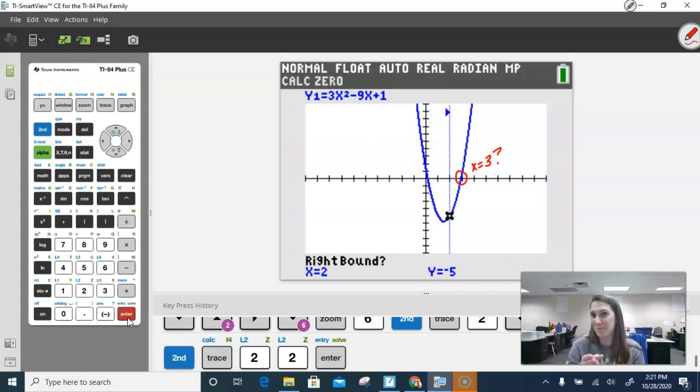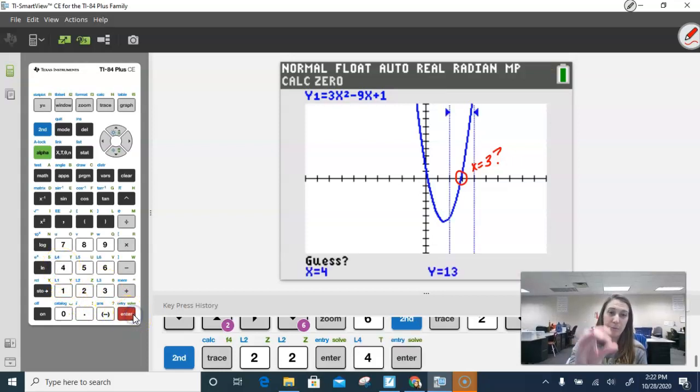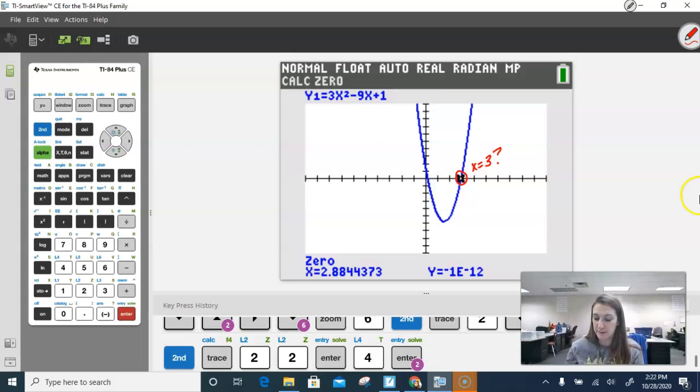All right, so there's a left bound. Now it says right bound. So it needs a number after the x-intercept. So if I think it's about at 3, I'm pretty sure 4 is after it, so I'm just going to type a 4. And then I can type in my guess of 3 if I want, or I can just hit enter when it says guess. Kablamo! All right, 2 things happen here.